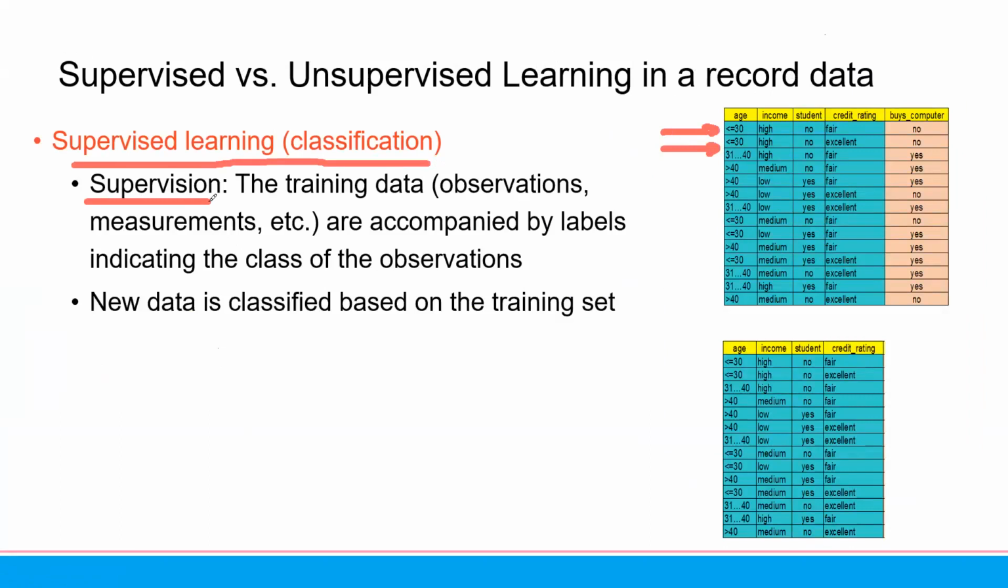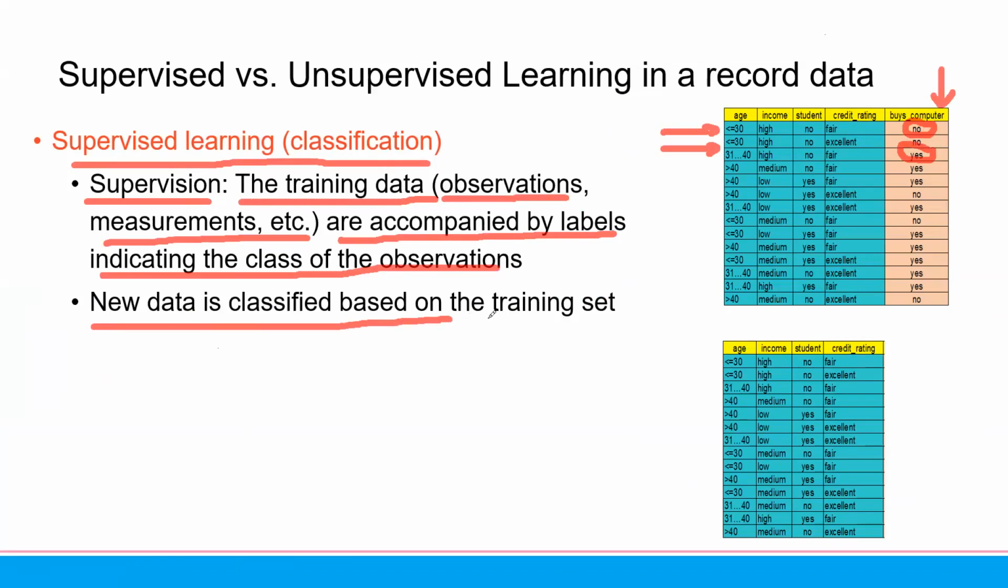So the supervision, as you know, means the training data, or the observations, measurements, and so on, are accompanied by labels. So we have the labels here, indicating the class of the observation. So I want to know what is the profile of the customer who did not buy a computer. I want to know the profile of the customer who bought the computer.